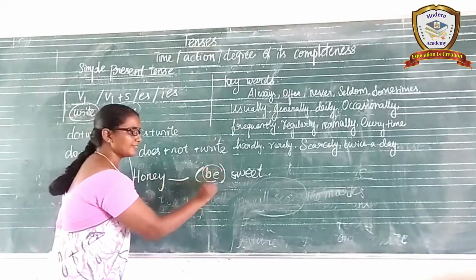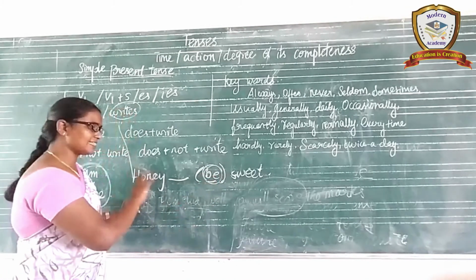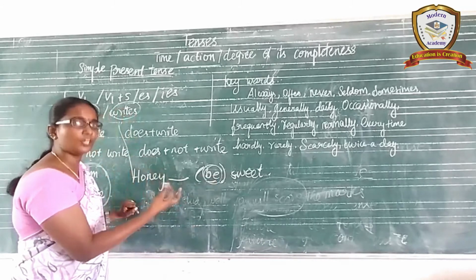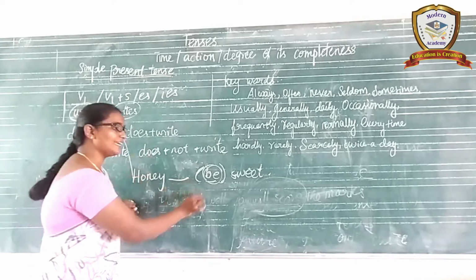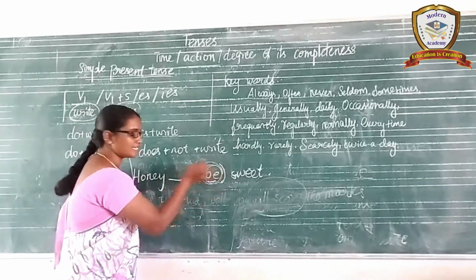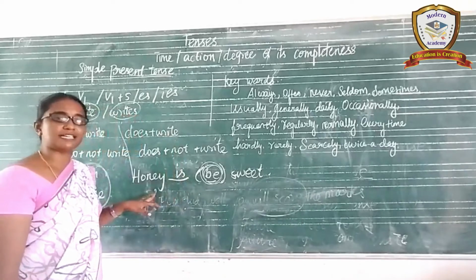What is the verb? It is the be. What are you going to appropriate the answer? The sentence which expresses universal truth. Today honey is sweet, tomorrow honey is bitter? No. Honey is sweet. So it is a universal truth, a fact. So the present tense be form verb is "is". Understand? Present tense be form verb is.